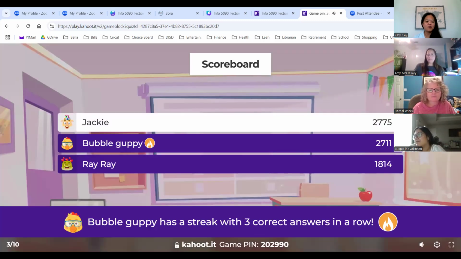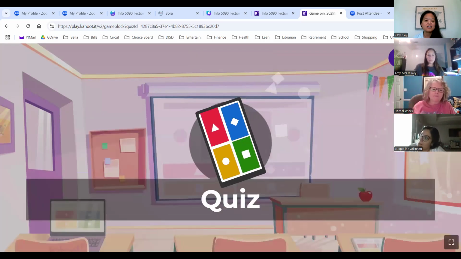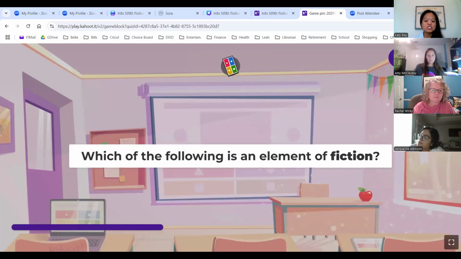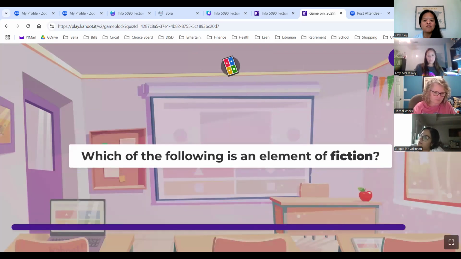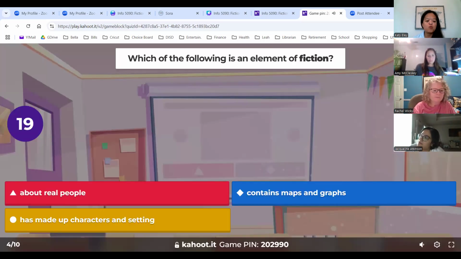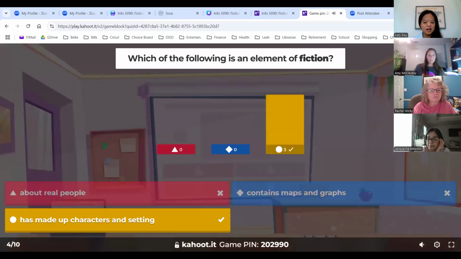All right. Bubba Guppy, you're on fire, getting 3 consecutive answers correct in a row. All right. Question number 4. Which of the following is an element of a fictional story? About a real person, contains maps and graphs, or has made up characters and settings? Absolutely. It's made up characters.